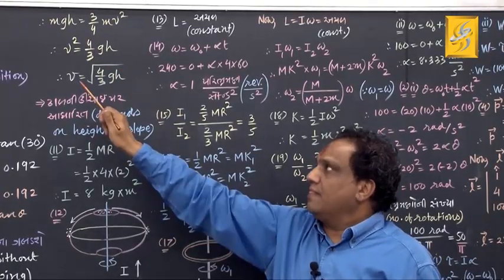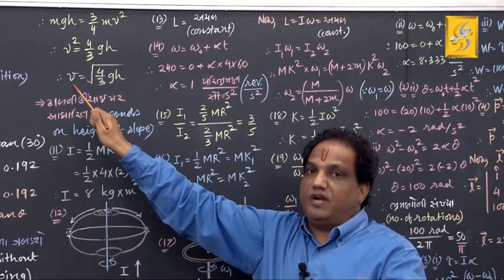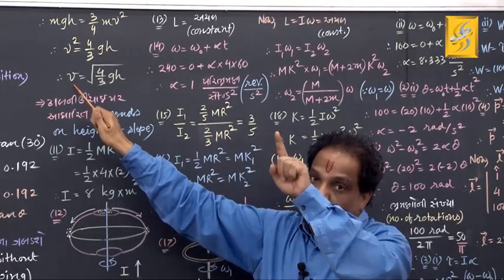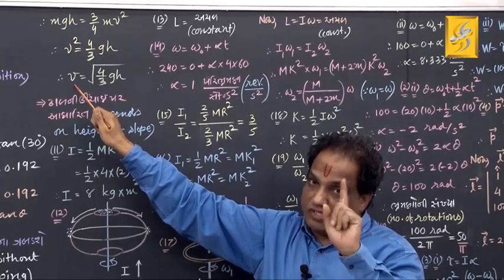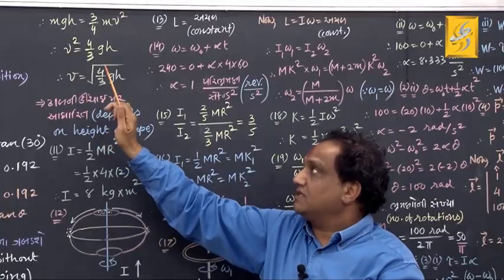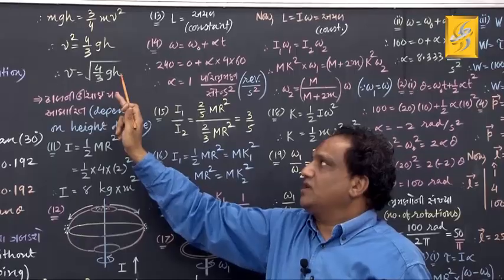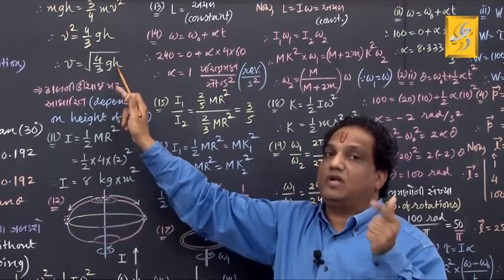Now we can see here, the velocity of the solid cylinder at the bottom of the slope, when it comes down rolling without sliding, rolling without slipping, is under root of 4 by 3 gh. You can say this velocity depends on the height of the slope.